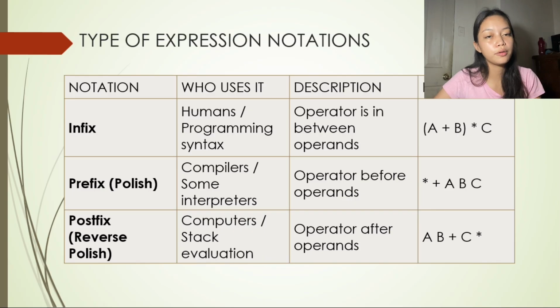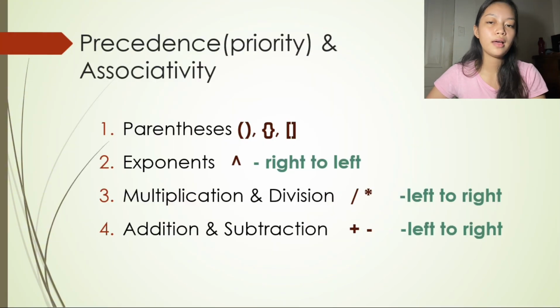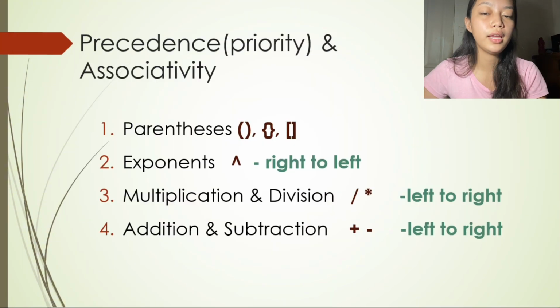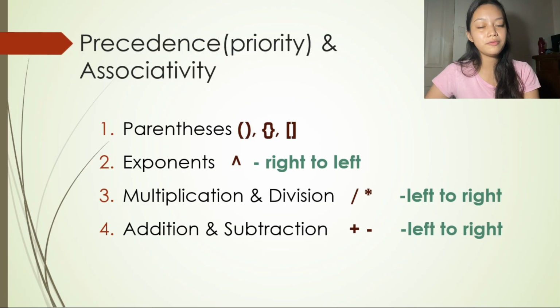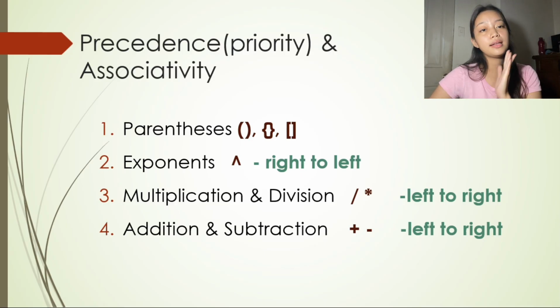So that's how postfix works. So next is the precedence or priority and also the associativity of operators. So the operators have priorities, which is the highest or the lowest, and also the associativity, or in what direction to read if ever they have the same priority.